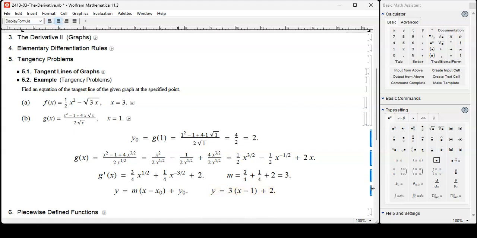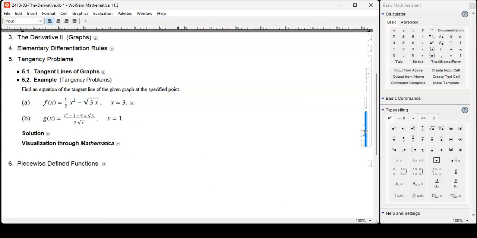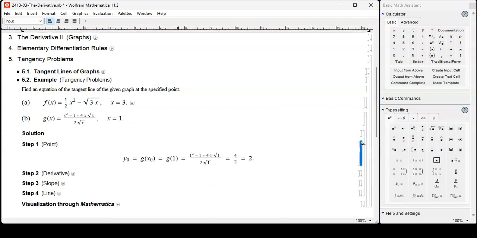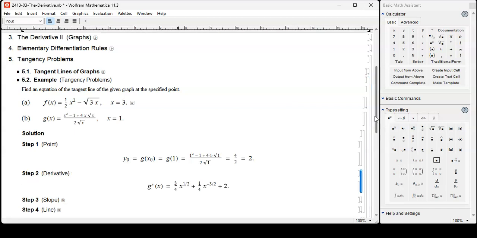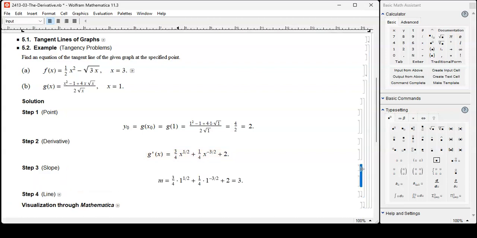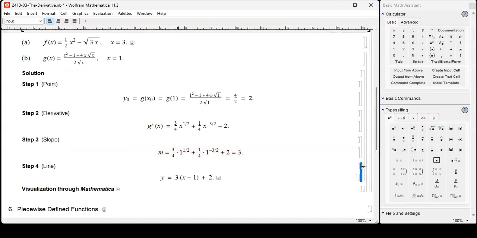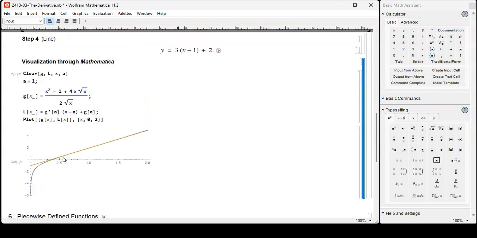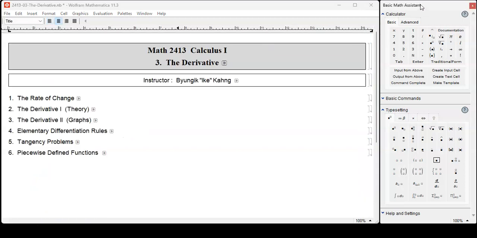Let's see, what did he do here? Point, yes. The derivative computation, oh, I skipped a lot of steps, but we have it here. The slope, all right, and then the line, yeah, the same line, and a visualization. Okay, it looks like a tangent line here. Yes, it is. Okay, there you go. A little bit tougher, but there you go. The second example was pretty hard.